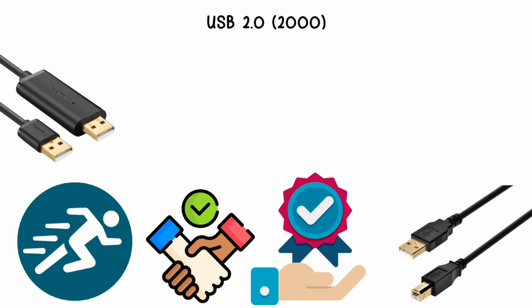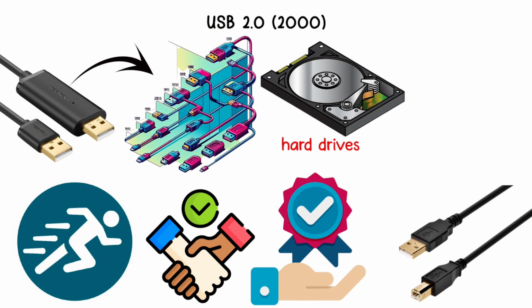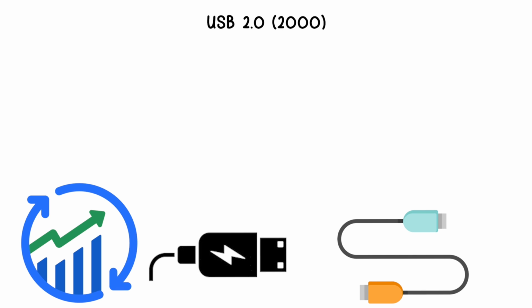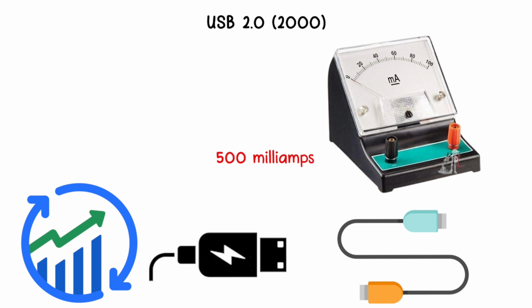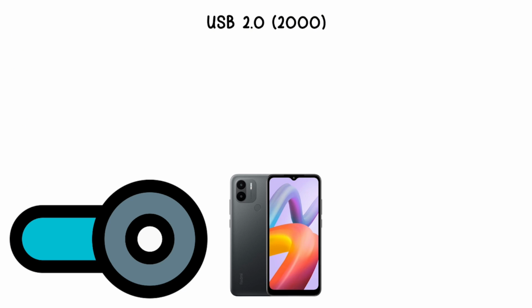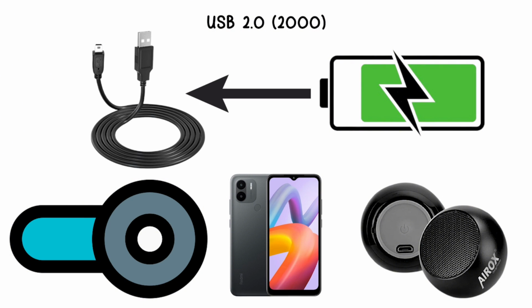USB 2.0 supported a wide range of devices, including external hard drives, cameras, flash drives, and game controllers. It also improved power delivery, allowing devices to draw more current, up to 500 milliamps per port, which enabled small devices like smartphones and MP3 players to charge through USB.